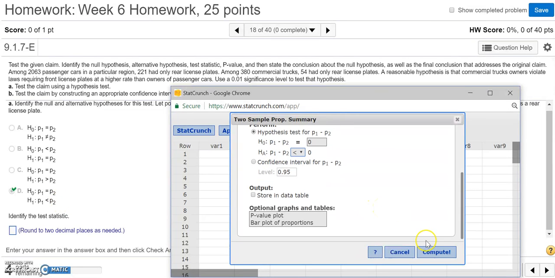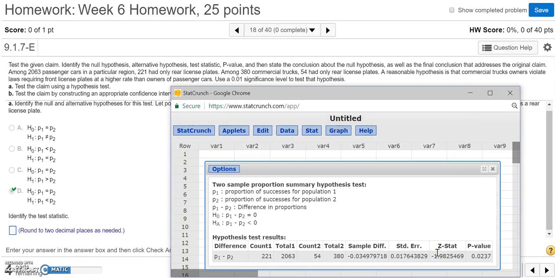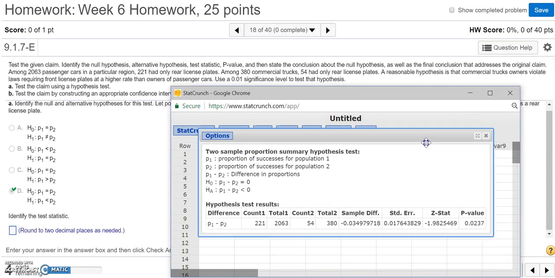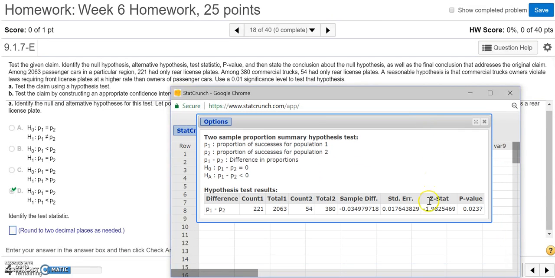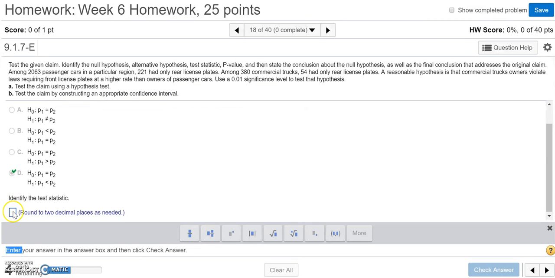So we're going to go ahead and go down and click Compute. Just like that, StatCrunch gave us the test statistic, which is here under Z-stat, and it also gave us the p-value and a bunch of other information. So the test statistic here asks us to round to 2 decimal places, so it's going to be negative 1.98.